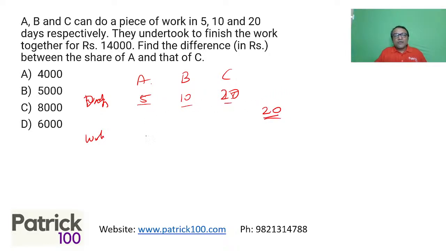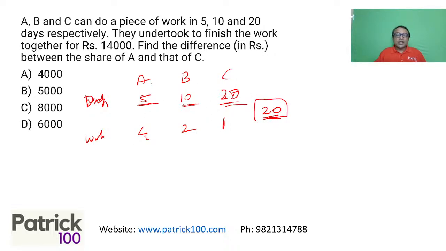And just do 20 divided by 5, 4. 20 divided by 10, 2. 20 divided by 20, 1. That's how you reverse the ratio. So you take 5, 10, and 20, or you can take 1, 2, and 4 also. That's also fine. Take the LCM of the three values, which is 20.